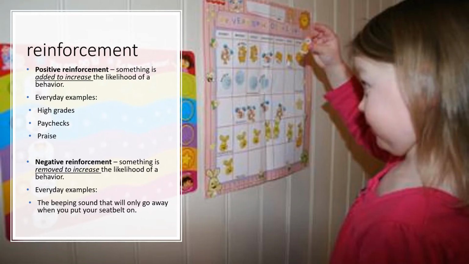All right, so let's start with reinforcement. So here we see those two phrases, positive and reinforcement. If we break these phrases down, this is the most basic, easy one to do. We have positive, meaning we add something, and reinforcement, we are increasing behavior. So here's the definition: something is added to increase the likelihood of a behavior. Everyday examples are high grades, paychecks, praise. So let's think about why these are positive reinforcers. If you receive a good grade on a test, you are being positively reinforced, so whatever behavior led to that good grade, you're going to continue.